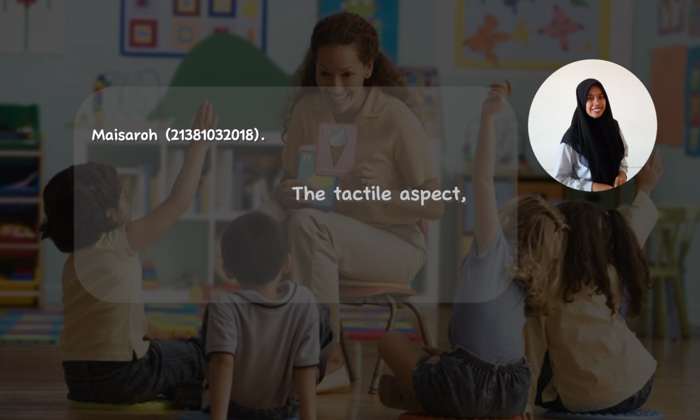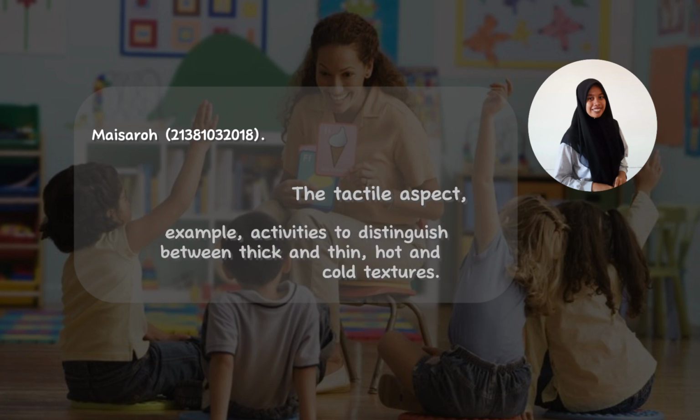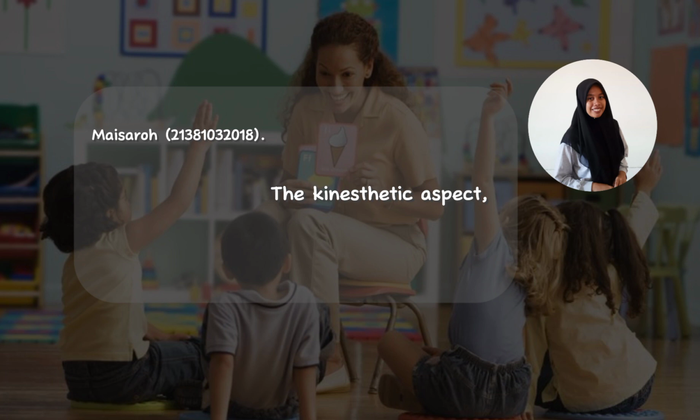Tactile aspect, related to the sense of touch to recognize texture. For example, activities to differentiate between thick and thin texture, hot and cold. Kinesthetic aspect, related to the child's ability to perform smooth fine motor movement. For example, painting, walking, jumping, and cutting.